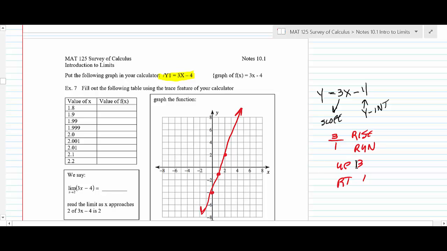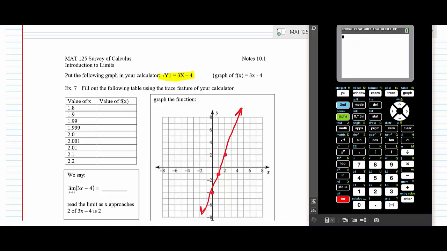Everybody familiar with lines from their background? Okay, that's important. There's a lot of little background issues going to show up in this class. y = mx + b is a standard form for a line, where b is the y-intercept and m is the slope. Okay, if you don't know that, you need to review that some.